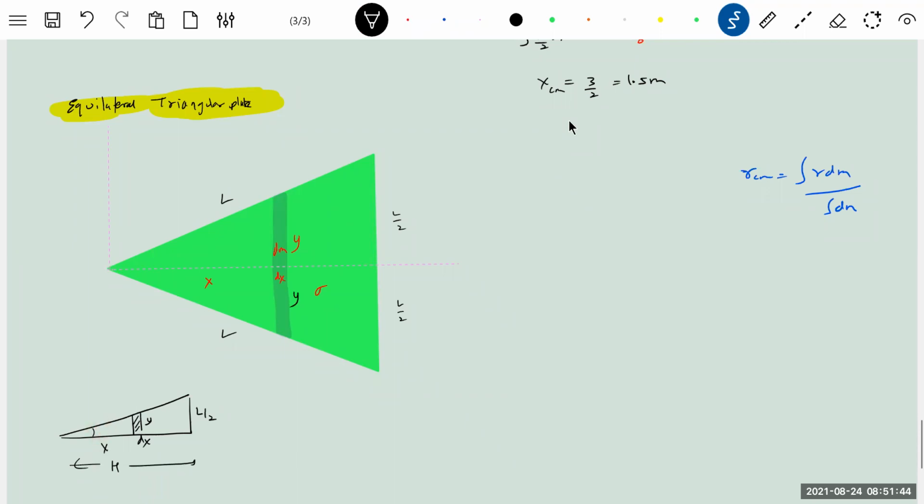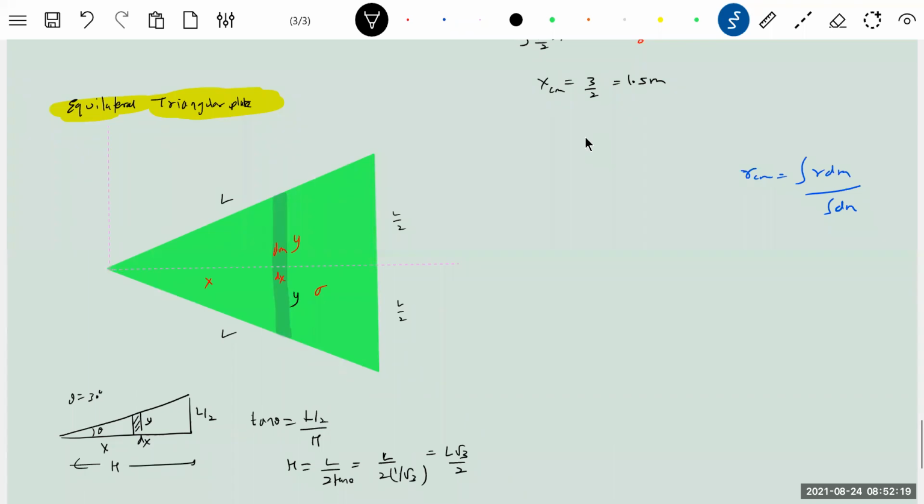This angle should be 30 degrees, an equilateral triangle. So we don't know H, and H is needed. That's why I'm going for it. Tan theta equals L by 2 by H. So H equals L by 2 tan theta, which is L by 2 times root 3, so this will become L root 3 by 2. This is the height of the triangular plate.